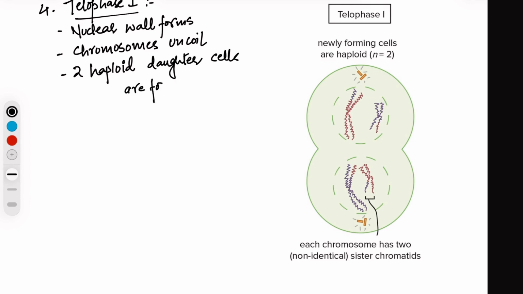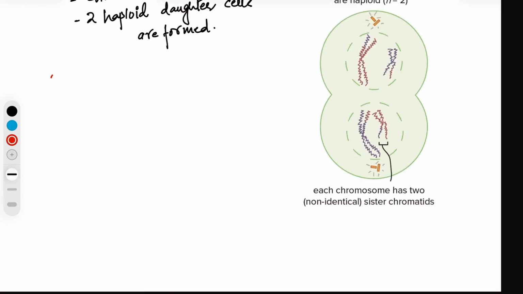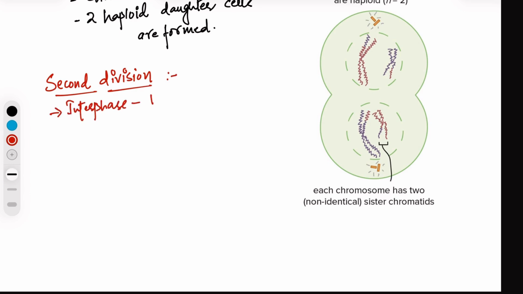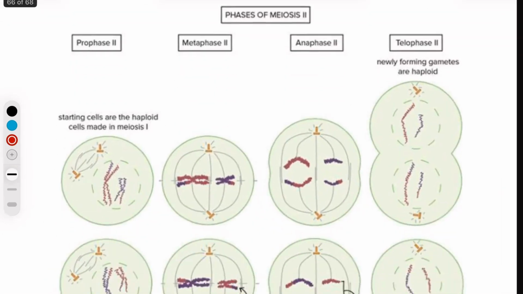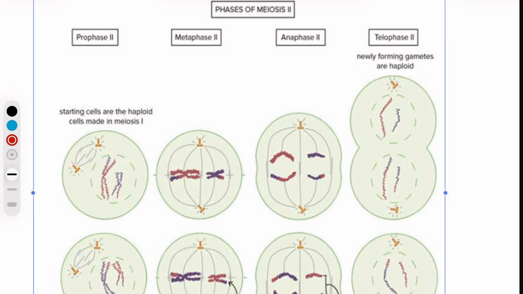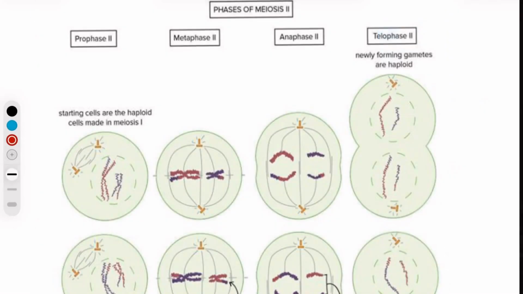Here, nuclear wall forms, chromosomes uncoil, and cytoplasm divides into two haploid daughter cells. Now, meiosis second, that is second division. Interphase in these daughter cells may or may not be present. So, interphase is optional here. Now comes prophase second of meiosis second.